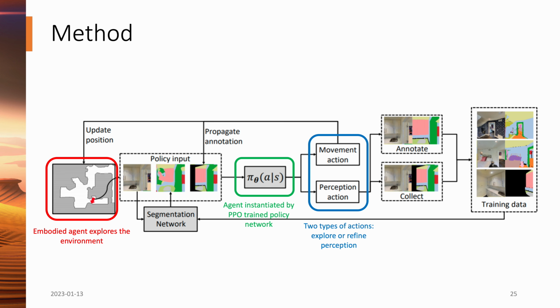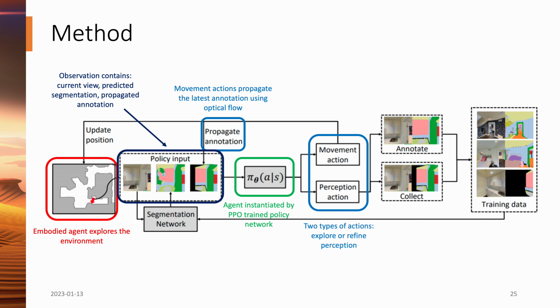The agent may either select a movement action, such as move forward, rotate left, etc., or a so-called perception action in order to refine its semantic segmentation network. Selecting a movement action updates the position of the agent, gives it a small positive reward that encourages exploration, and propagates the latest ground truth annotation using optical flow. Propagating the annotation allows the agent to get a bit more use out of each annotation. The input to the policy is an RGB image of the current view, the predicted semantic segmentation mask from the semantic network, and the optical flow propagated annotation.